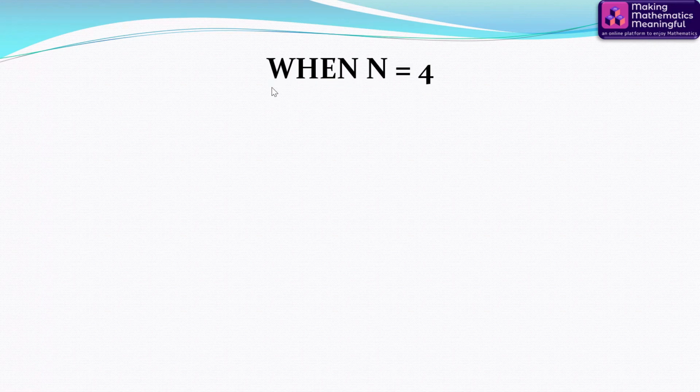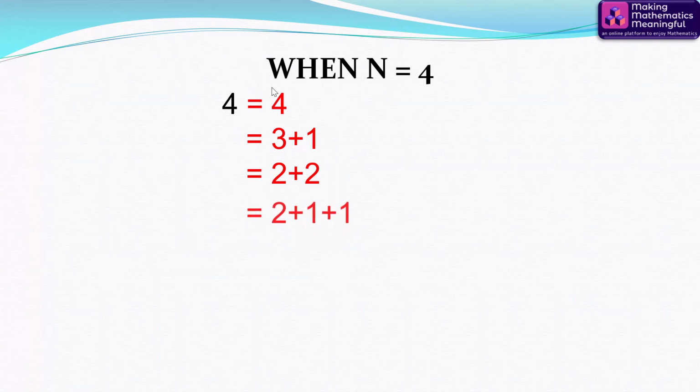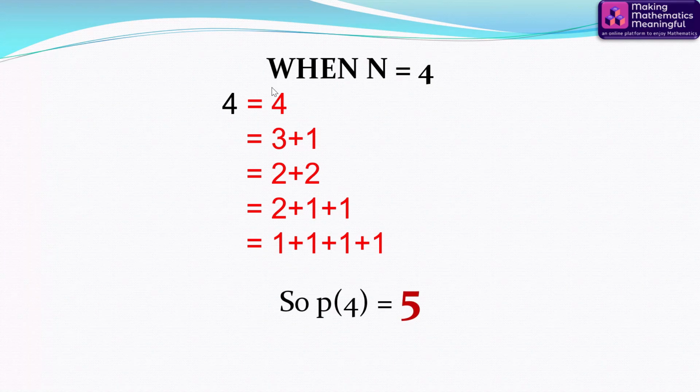What about the number n is equal to 4? Is the answer 4? Let's check it out. 4 can be written, of course, as 4, 3 plus 1, 2 plus 2, it can also be written as 2 plus 1 plus 1, and it can also be further written as 1 plus 1 plus 1 plus 1. So, in fact, instead of 4, there are a total of 5 different ways, which means that p of 4 is equal to 5.